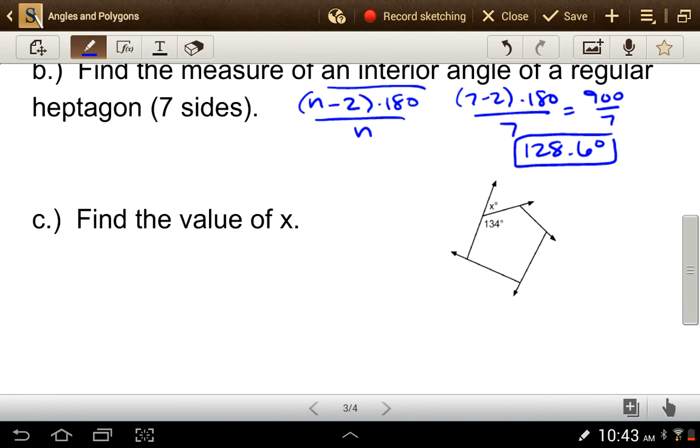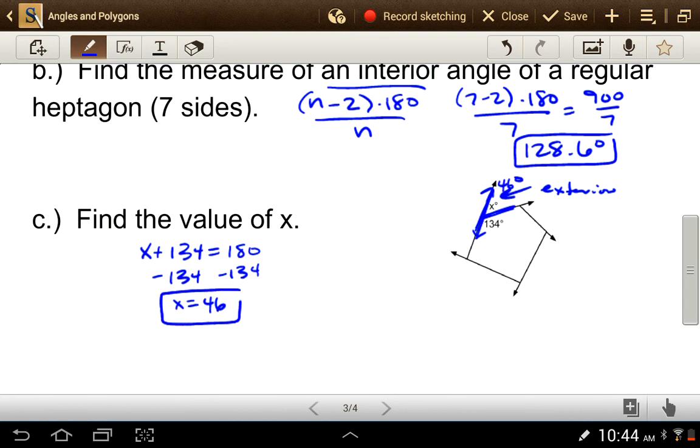Okay, one last example. Find the value of x. So here is my exterior angle right here. That's what an exterior angle looks like. I have my shape. Together, these create a supplementary line. You can see that's a straight angle right there, adds up to 180 degrees. So those are supplementary angles. So all I'm going to do is x plus 134 equals 180. Subtract 134 from both sides. So I get x equals 46. So my answer is, the angle is 46 degrees. The value of x is 46.